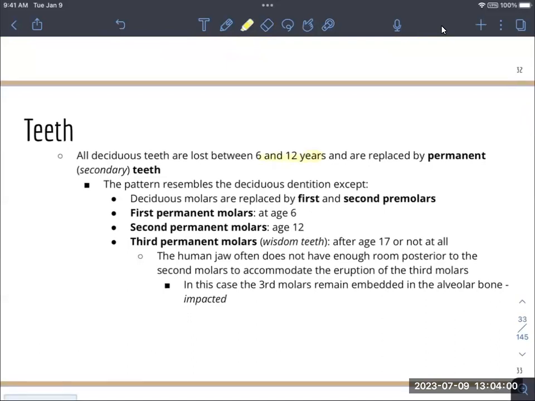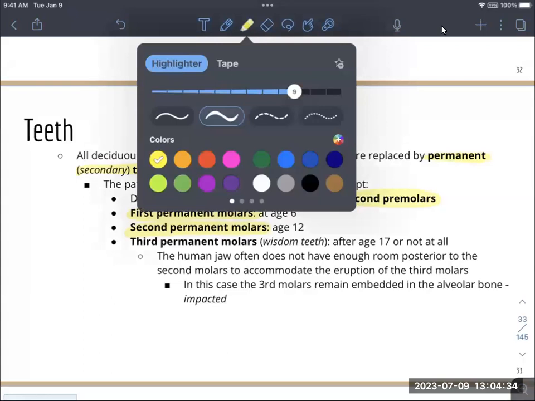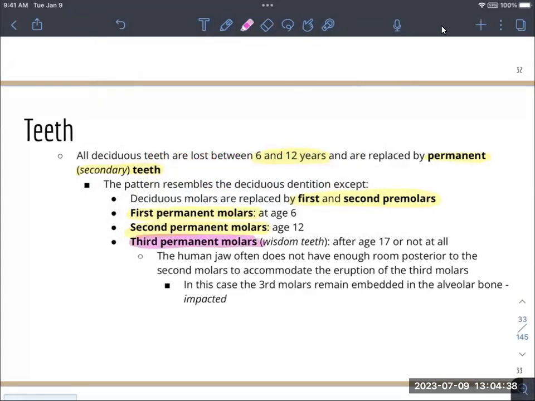Between the ages of 6 and 12, we lose those deciduous teeth and we get permanent teeth that come in. Our permanent teeth have somewhat of the same pattern. These first and second deciduous molars are replaced with first and second premolars. And then about 6 years old, those first permanent molars start to come in, then those second permanent molars, then third permanent molars. If they come in, they will come in after the age of 17 usually. Not everybody gets them. Some people get lucky and they don't get these third permanent molars, also known as wisdom teeth.